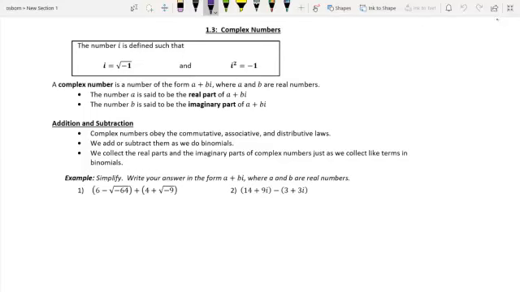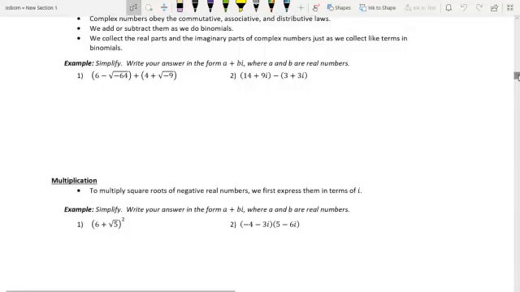Right, so this first example says to simplify and write your answer in the a plus bi form, where a and b are real numbers. So let's get started with that one.